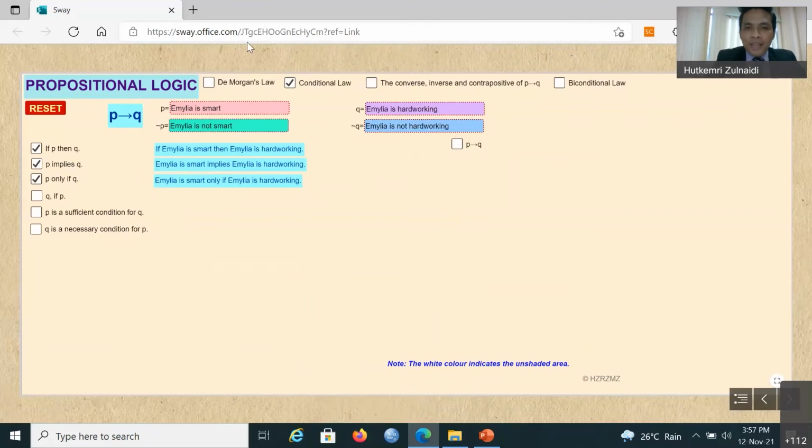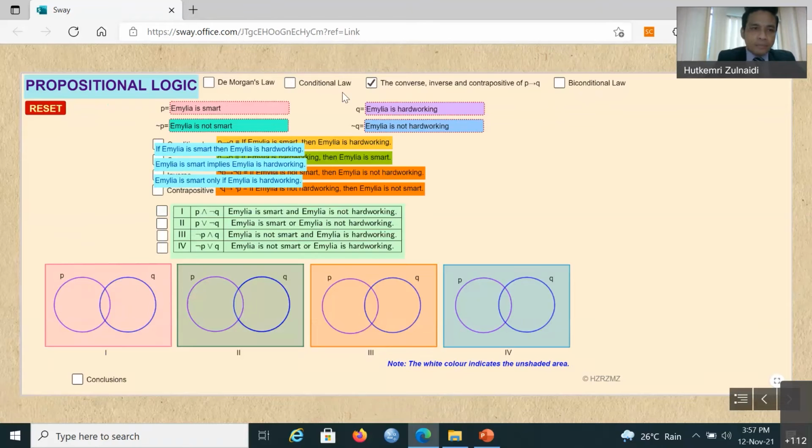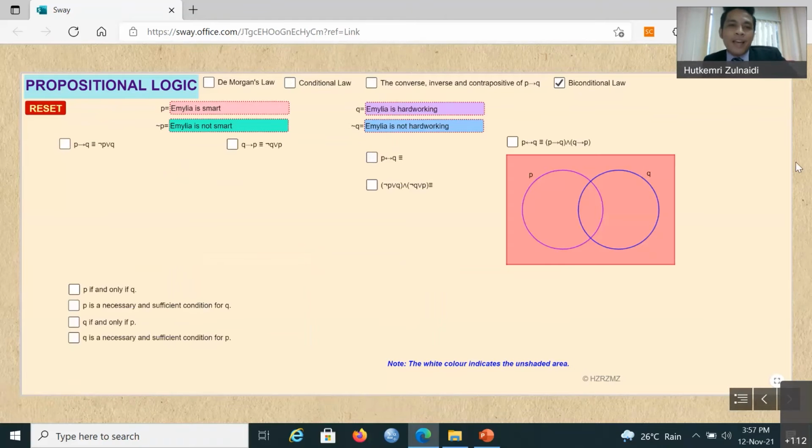Then also the rest: we reset first, then the converse and inverse, and also the biconditional law. That is how we create My-OTG with the GeoGebra applet. Now we use Sway for the next activity we introduce to them. So now I continue with my slides, to present my slides again.